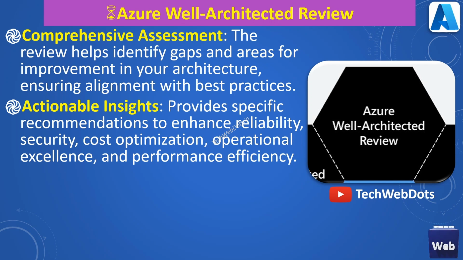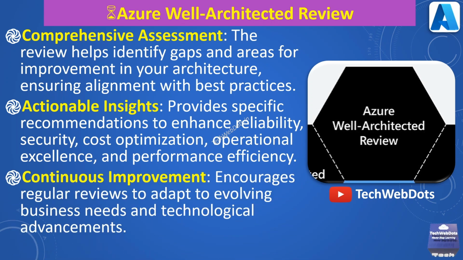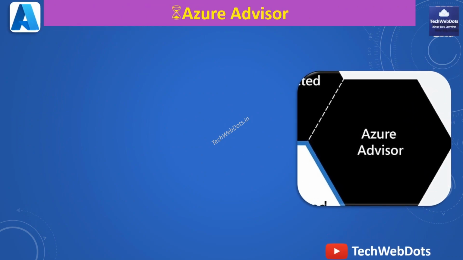And wait a moment, you will also get what you need to do, right? Actionable insight: it provides specific recommendations to enhance reliability and security on the basis of all 5 pillars. What action should we take? And continuous improvement: it encourages regular reviews to adapt to evolving business needs and technological advancement. So these are the 3 key points we should take care of when talking about the Azure Well-Architected Review. And definitely it is based upon all 5 pillars, whether we have implemented those properly or not.